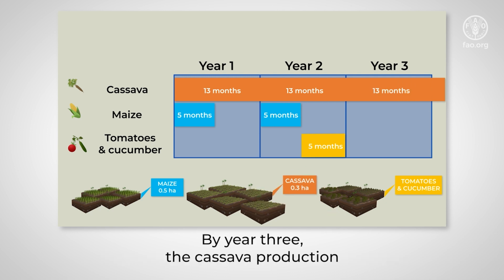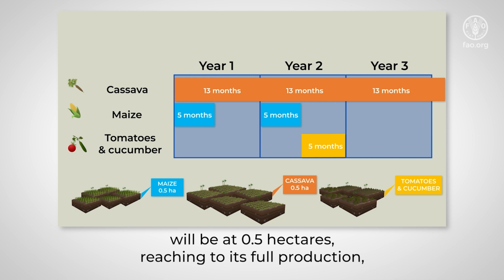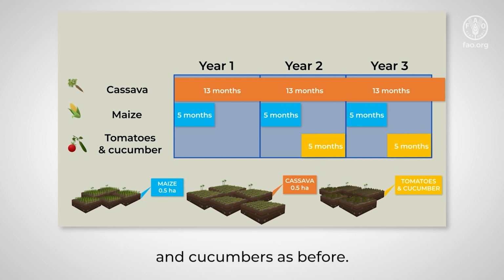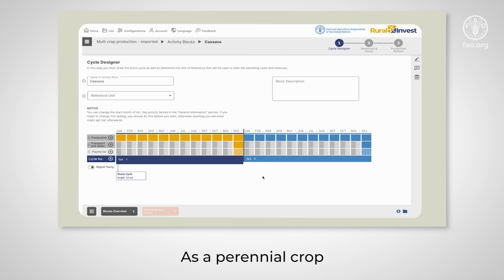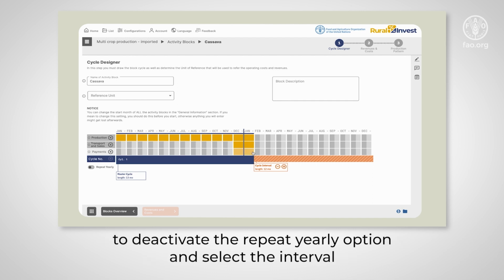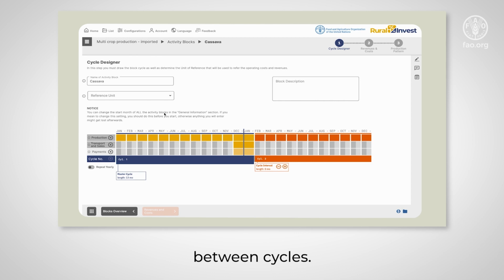By year 3, the cassava production will be at 0.5 hectares, reaching its full production, and they will continue growing maize and tomatoes and cucumber as before. As a perennial crop, cassava has a cycle longer than 1 year, so in the software, remember to deactivate the Repeat Yearly option and select the interval between cycles.